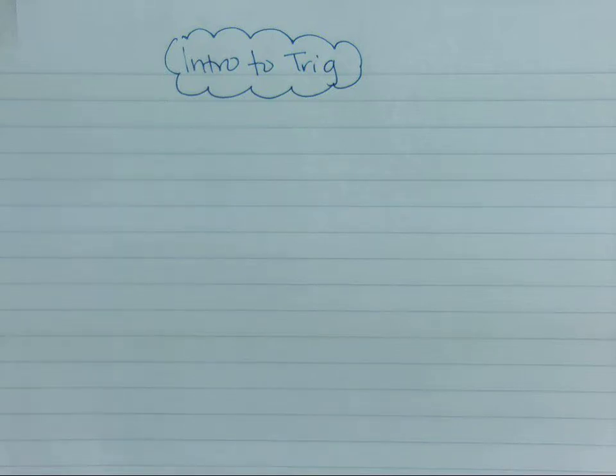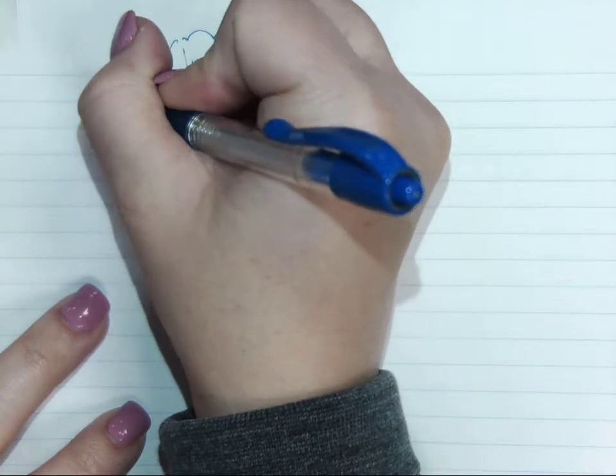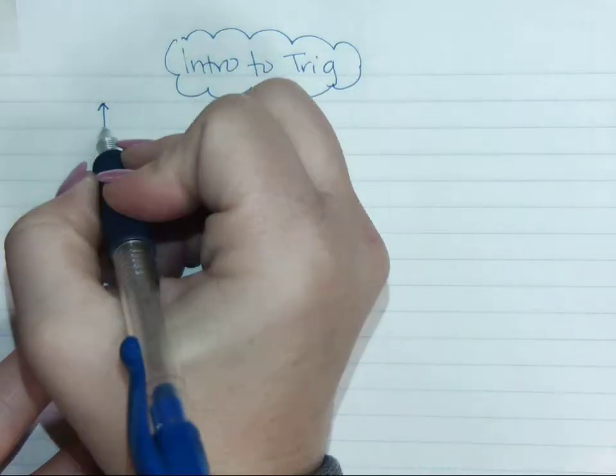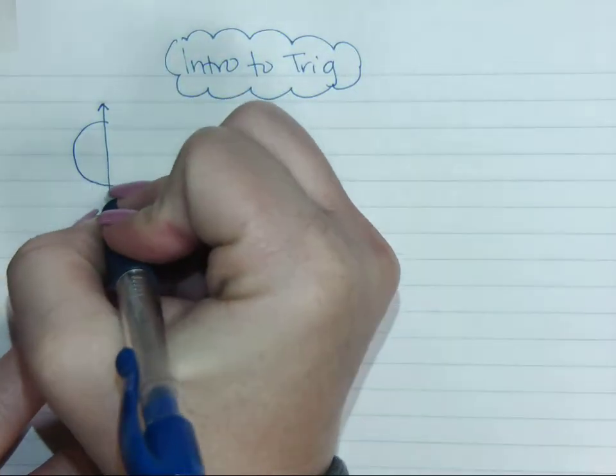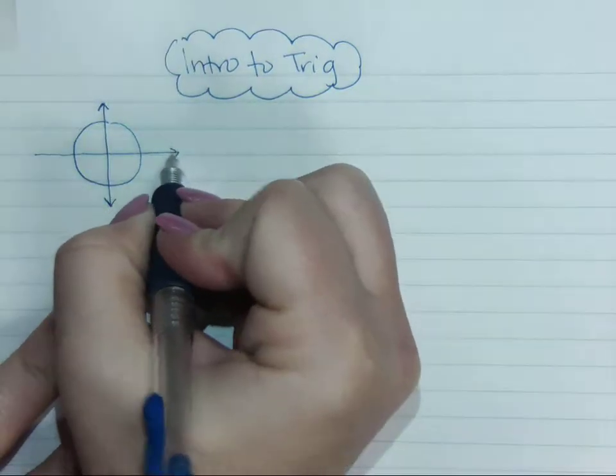In our intro to Trig, we're going to look at two different ways to describe an angle, both in radians as well as degrees. But first we need to look at some terminology in terms of circles and how angles are measured. So let's give ourselves a circle, and we're going to think about putting this on an XY axis.